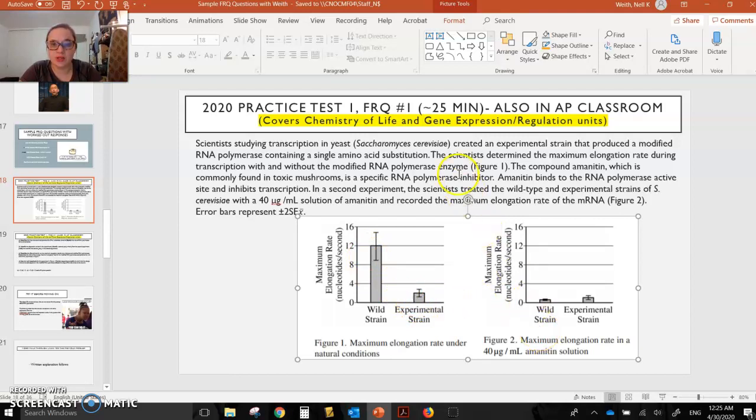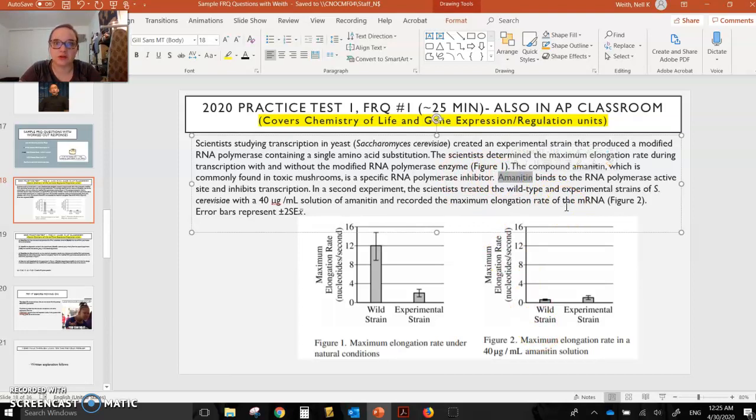In figure 2, they add this compound, amanitin. God, they're so hard to pronounce. Don't worry about it. You're reading it to yourself, right? Amanitin binds, like amanatee is what I want to say, but no. Amanitin binds to RNA polymerase's active site.